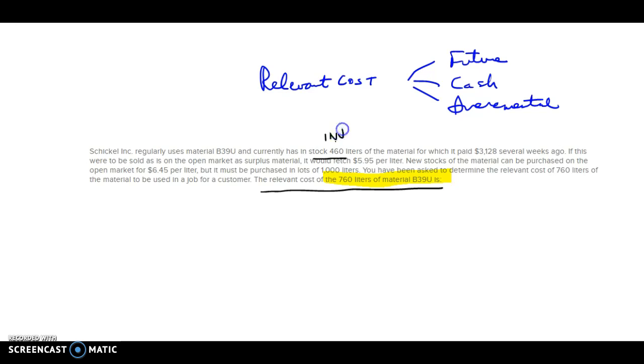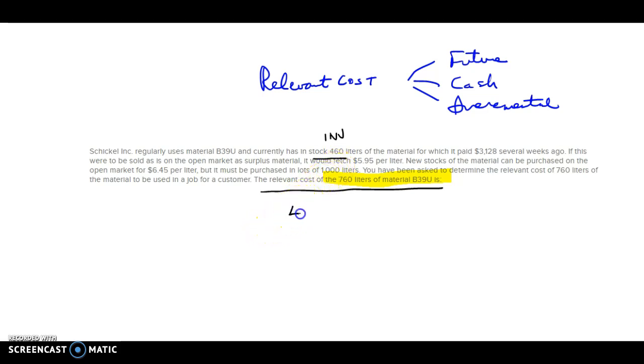Okay, we have a stock of 460 in inventory. So this is an inventory, and we paid this amount. That's a sunk cost. If this were to be sold on the open market as surplus material, it would fetch $5.95 per liter. And new stocks of material can be purchased on the market for $6.45, but must be purchased in lots of 1,000 liters. Okay, we have less of that. So you've been asked to determine the relevant cost.